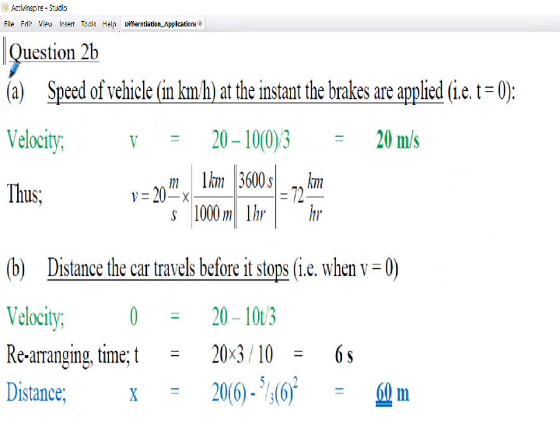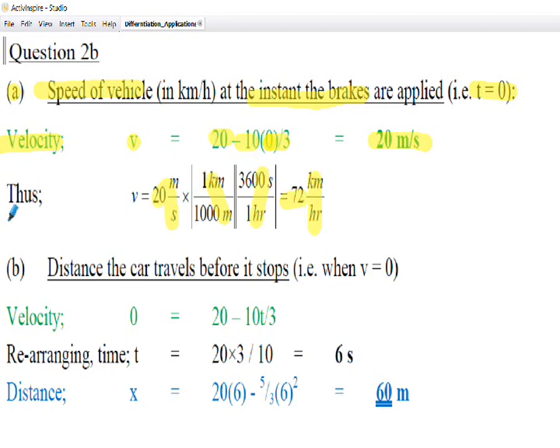So now we can use the equations we've derived. We've got to find the speed of the vehicle at the instant the brakes were applied. So we need to understand here that that will be at time t equal to 0. Using the velocity equation to find the speed, v is equal to 20 take away 10 times 0, which is the t, and that's all divided by 3. So we find 20 meters per second is the speed that the vehicle was doing at the instant the brakes were applied. They've asked us to convert that into kilometers an hour, and here's the unity bracket conversion if you want to follow that through to get the 72 kilometers an hour.